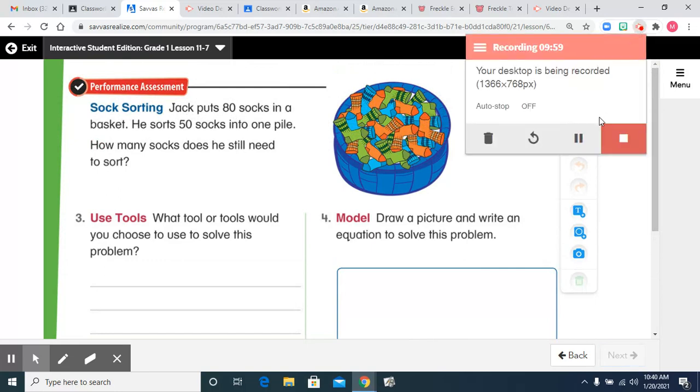When you're done with your workbook pages, please do your quick check on the Savas website. Do not get behind on those. It is tough to catch up.